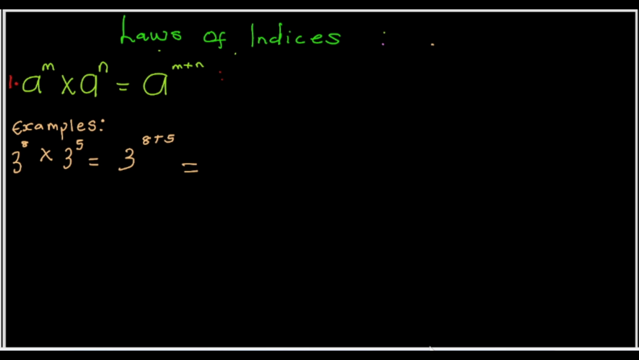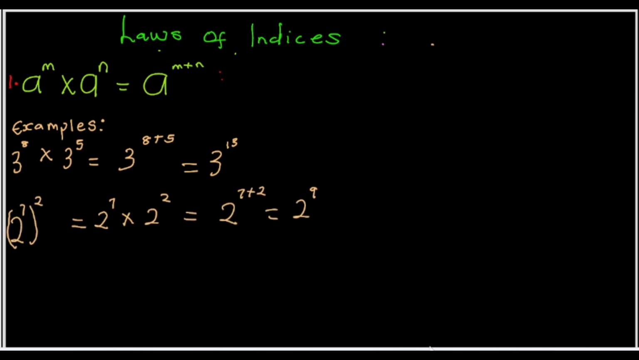So this is 3 to the power of 8 plus 5. You write your 3, you pick 1, 3, that's what you do. Then add up the index. So 8 plus 5 is 3 to the power of 13. And this is the answer, unless you're asked to find the value in real number.